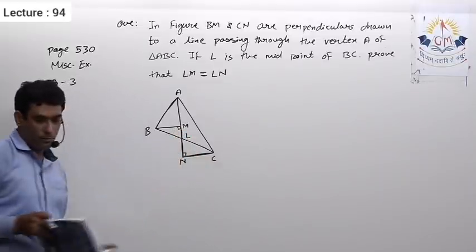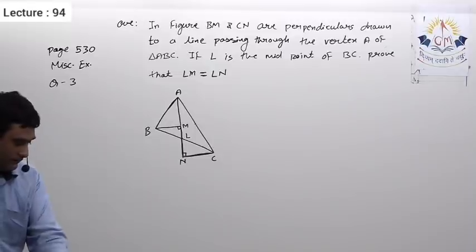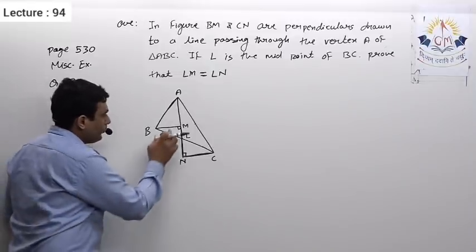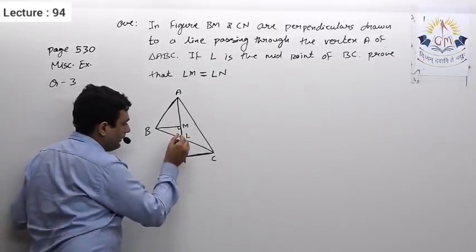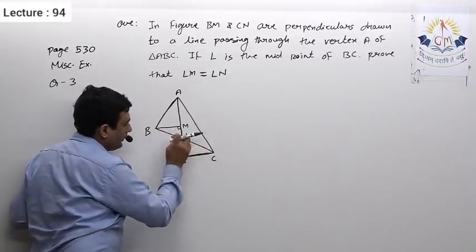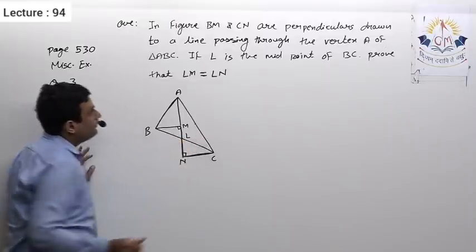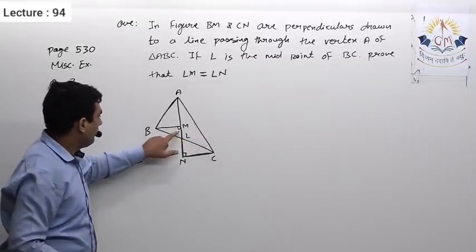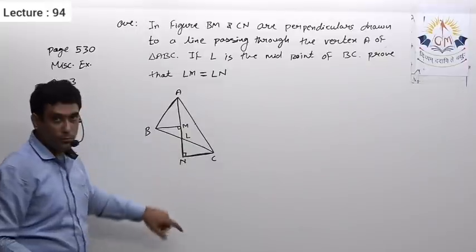Okay, so it's not that much difficult. Simply we have to prove these two triangles congruent. So simply these are two vertically opposite angles, 90 degree, BL equal to LC, because it is given L is midpoint of BC. So by congruency we can say ML equal to LN.